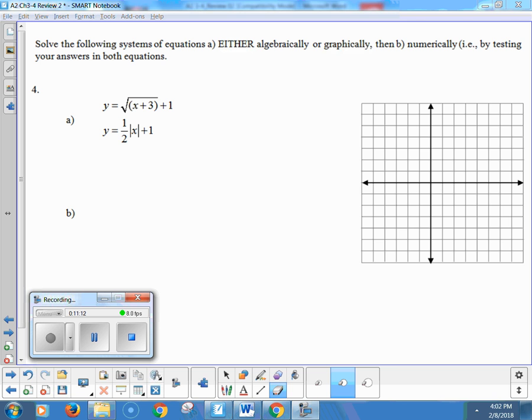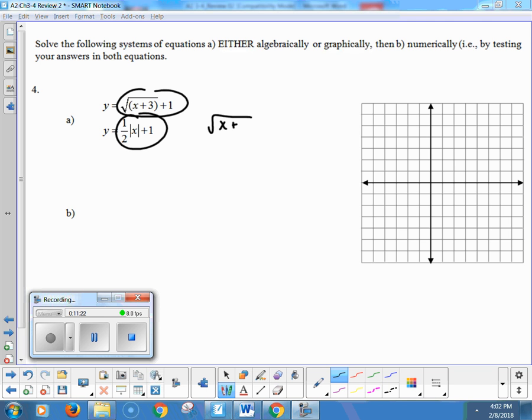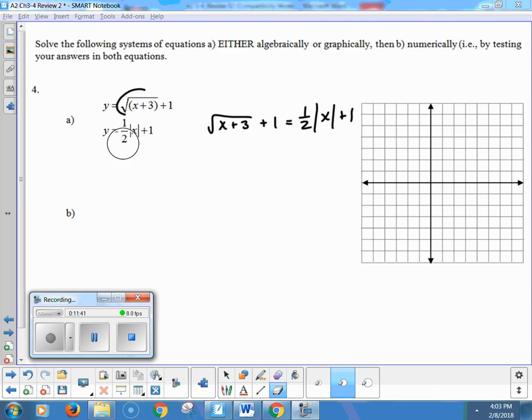So maybe you tried to solve this thing algebraically, and if you did do so, then you would have written, well, this stuff equals this stuff, and so you would have said the square root of x plus 3 plus 1 is supposed to equal 1/2 times the absolute value of x plus 1. And you could try and try and try, and I'm not really certain that there's a good way to go about solving this equation algebraically. It might be so, but it sure seems like a hassle to solve an equation that involves both a square root and an absolute value.